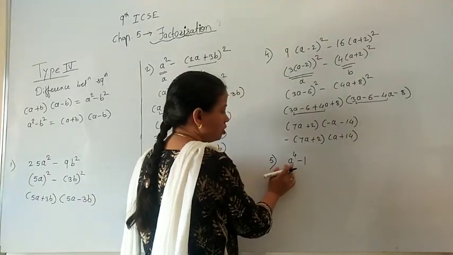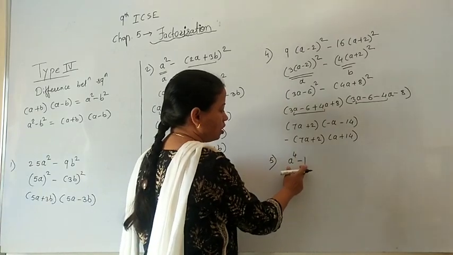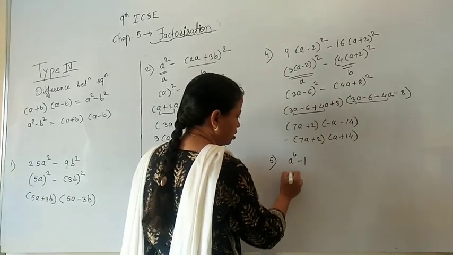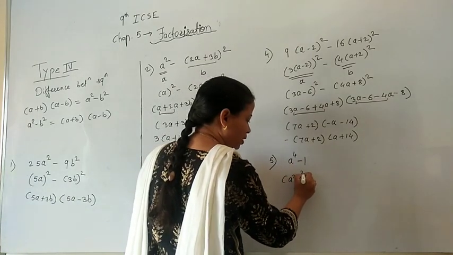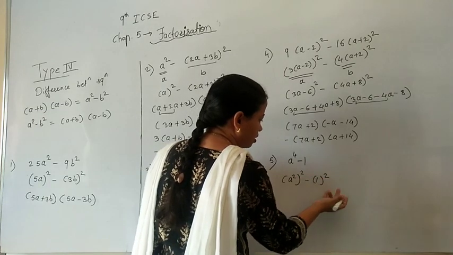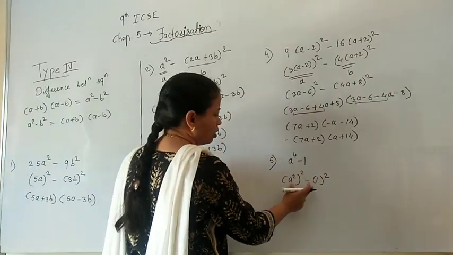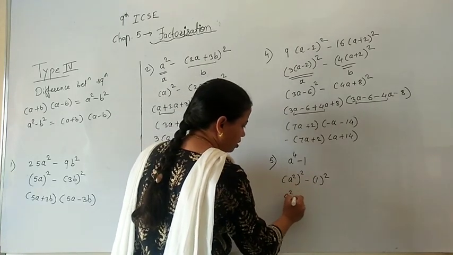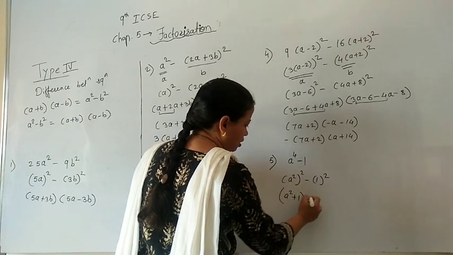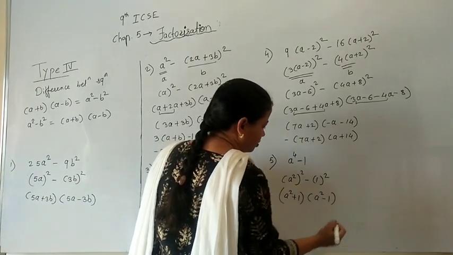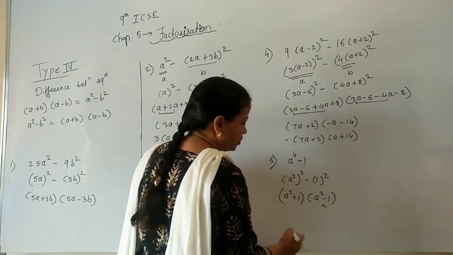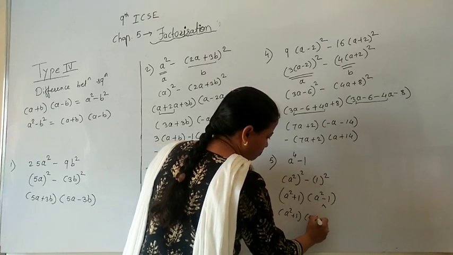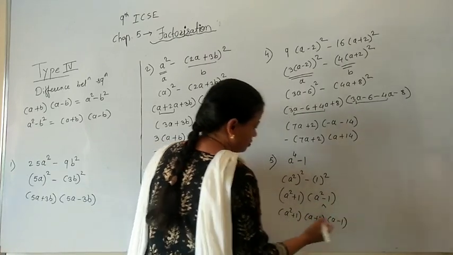In this question, it is a raised to 4 minus 1, but we want the form of square, so we are converting this into square. Take out the root, means a square bracket square minus 1 square, and 1 square is 1 only. Now we are finding this factor: a square plus 1 in the first bracket and a square minus 1 in the other bracket. Now this bracket is again splitting up, so this as it is, a square plus 1, and in this bracket a plus 1, a minus 1.